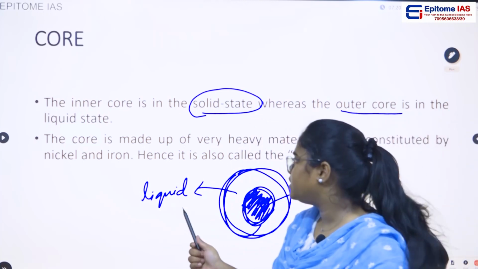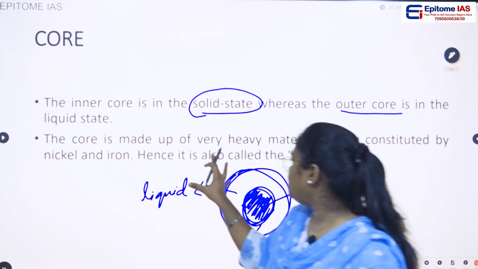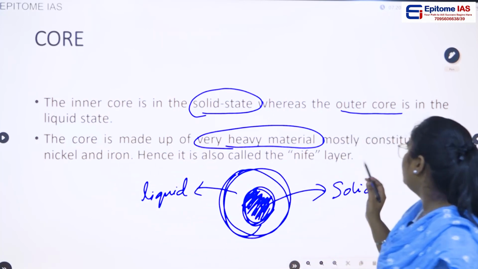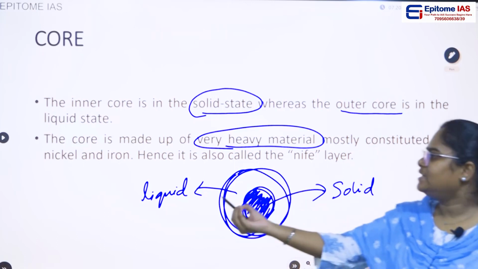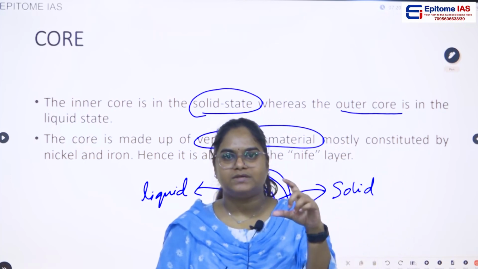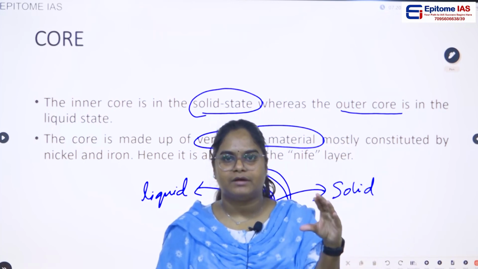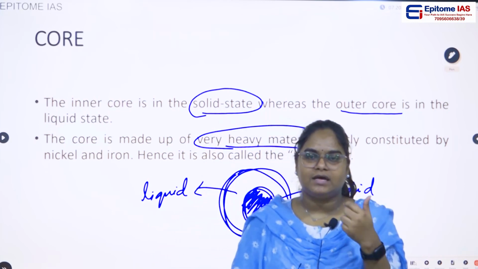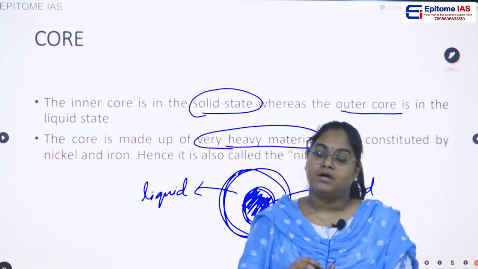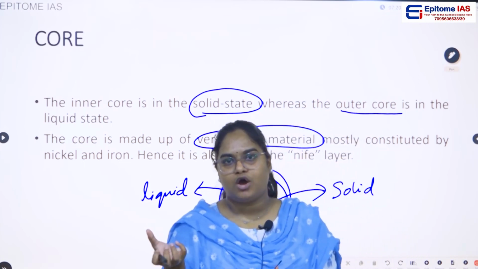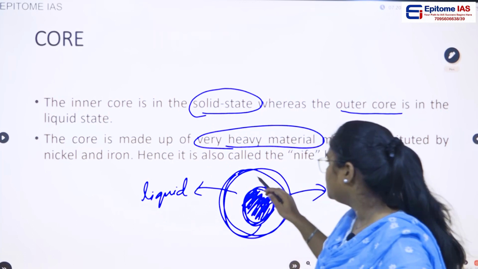Then the core is made up of very heavy material, mostly constituted by nickel and iron. That's why this particular layer, the core, is also known as the Nife layer, because the major constituents of the core are nickel and iron. And apart from nickel and iron, other major heavy materials or heavy metals can be seen in the core.